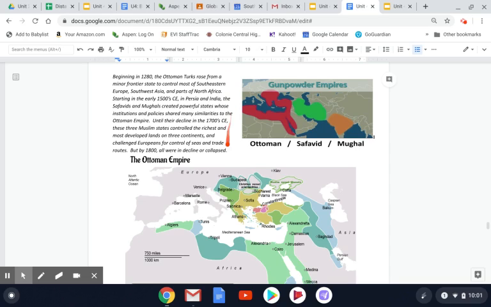So I'm going to read through this little section here with you, and I want to have you guys either make some notes or underline a couple of things just to introduce the Ottomans to you.